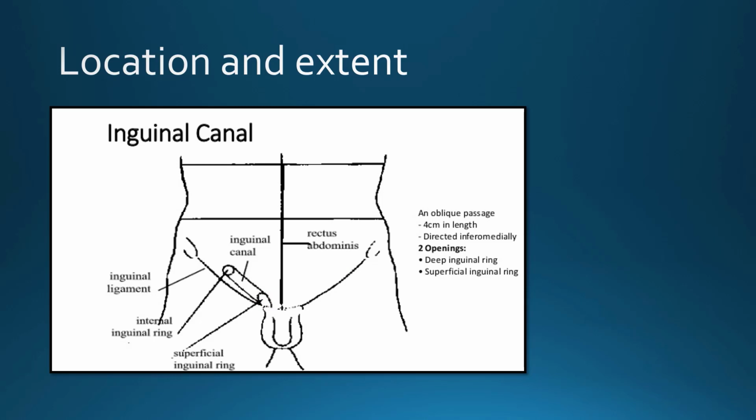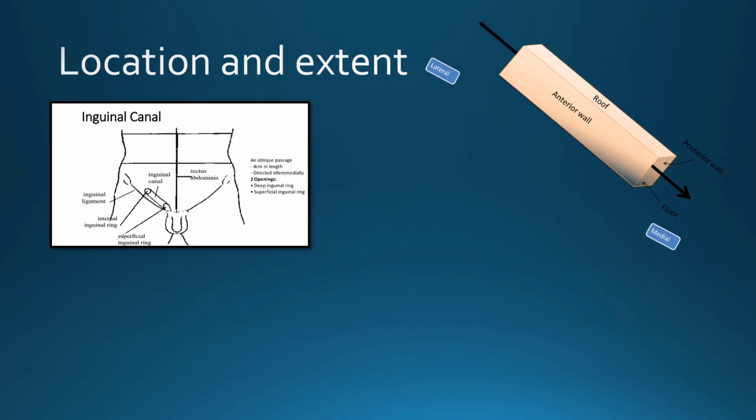Let us place a superimposed model of inguinal canal on this picture. Like this, inguinal canal has anterior wall, roof, posterior wall and floor. Superficially and medially it has superficial inguinal ring, and this side it is deep inguinal ring. Let us look at the same in a realistic picture.